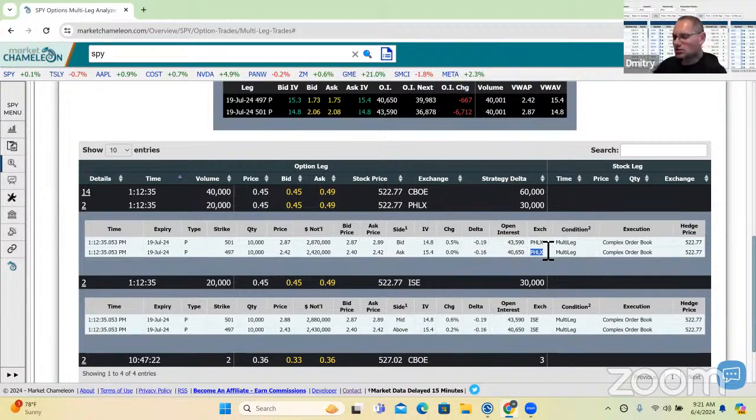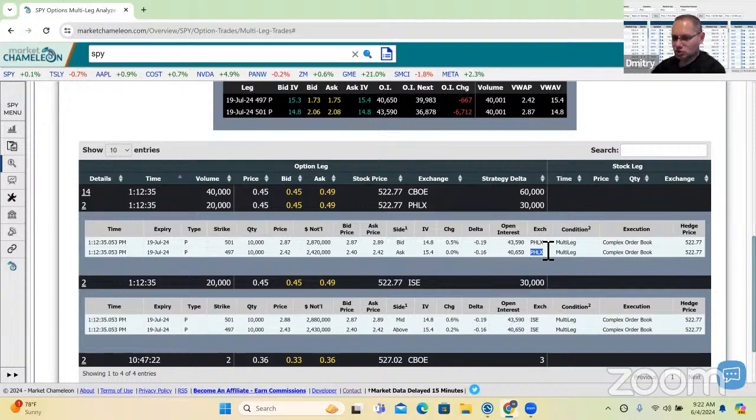Why did they trade on 3 exchanges, not 1? Maybe this big order was trying to access liquidity, and it had to go to multiple exchanges that have competing market makers and specialists to get the entire fill, right? Because you have 40,000, 20,000, 20,000. So going to multiple exchanges, maybe CBOE, that's all the market makers were willing to do. Then you have to go to the other exchanges to get it filled.